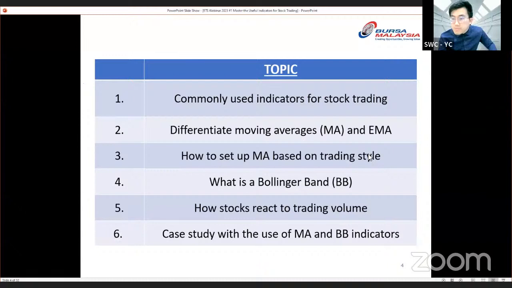Okay, so today our topic will cover three parts. The first part will be the moving averages. The second part will be the Bollinger Band, BB. We call the moving averages MA, and we call the other one BB, which is the short form of it. The last one will be the trading volume. So we will be covering three parts. Okay, let's start.